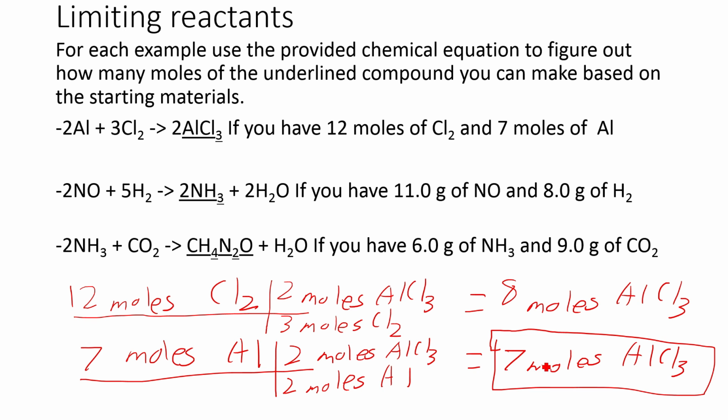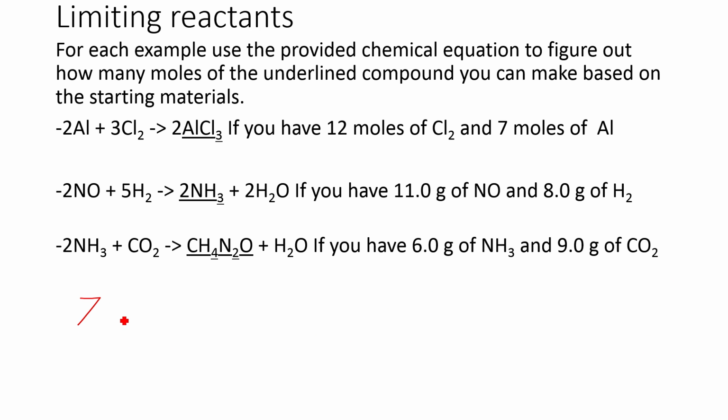So let's consider what we need to do. We know that we're going to be able to make 7 moles of aluminum chloride. So we need to figure out how much of our 12 moles of chlorine we're going to use up. So I'm going to go ahead and erase this part. So we're going to make a total of 7 moles of aluminum chloride. I can't find this pen's eraser, so I just marked it out.